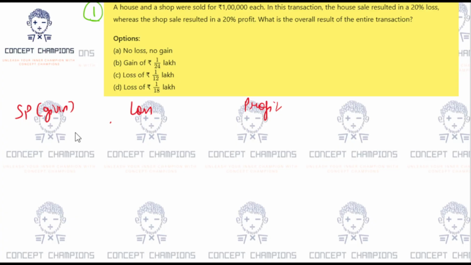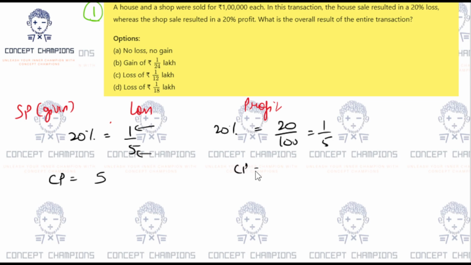It is said 20% loss, so can I write 1 upon 5? And it says 20% profit, so can I write 20 upon 100? This will give you 1 upon 5, right? If you remember, I told you this will be the original and this is the result. Profit and loss percentage is always calculated on the cost price. So my cost price in this case is 5, and in this case also my cost price is 5.